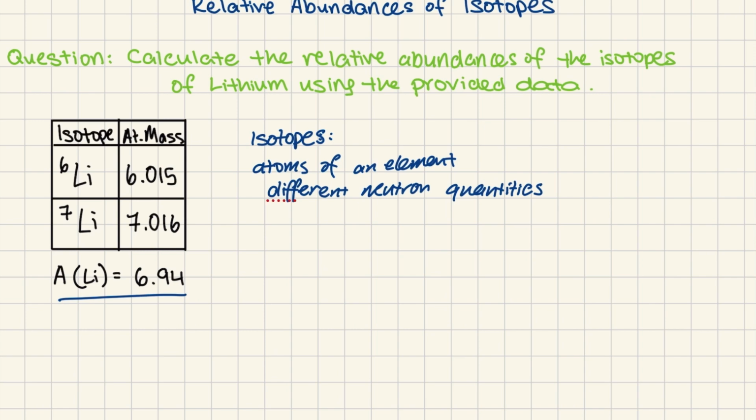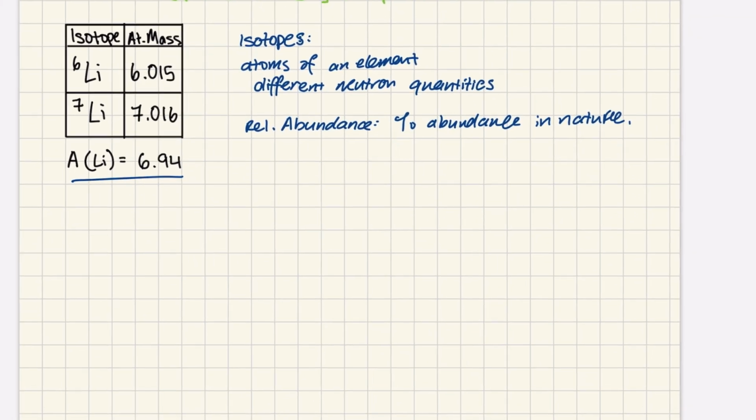Next, looking at the question, we're also going to want to define what relative abundances are. And the best way to go about describing what relative abundances are is the percentage abundance of each isotope as found in nature, which then makes up the atomic mass as you would see in the periodic table. So that could just be defined as the percentage abundance in nature.